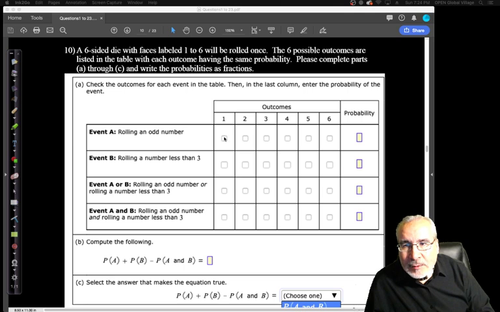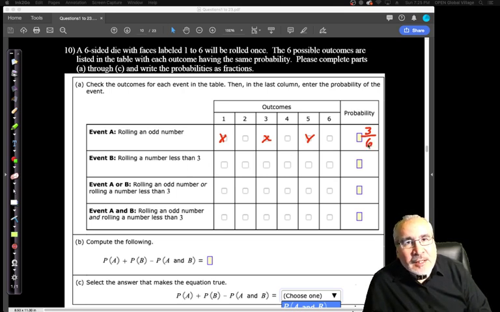So rolling an odd number. Come over here, we just need to check all of the odd numbers. 1 and 3 are odd and 5 are odd. So there are 3 out of 6. So we write the probability simply as 3/6. No need to reduce, it's going to count just fine. In fact, if we don't reduce, a lot of times we end up saving ourselves work in the long run too.